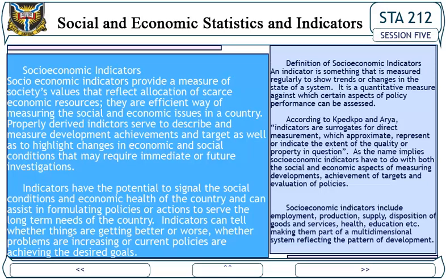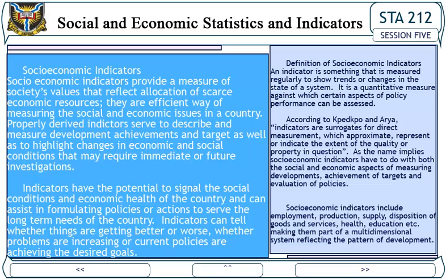Indicators have the potential to signal the social conditions and economic health of the country and can assist in formulating policies or actions to serve the long-term needs of the country. Indicators can tell whether things are getting better or worse, whether problems are increasing or current policies are achieving the desired goals. Definition of socio-economic indicators.